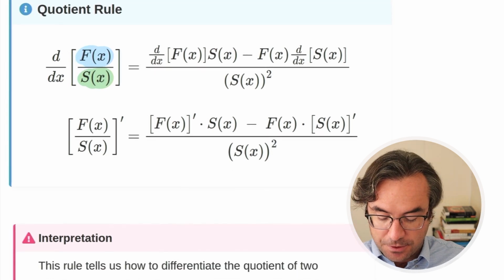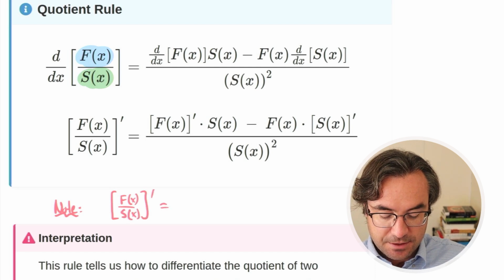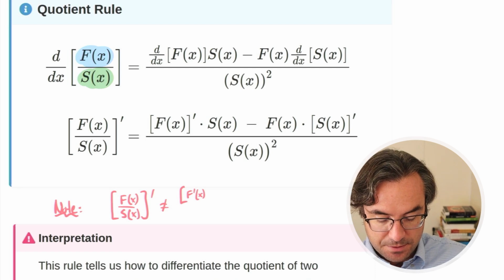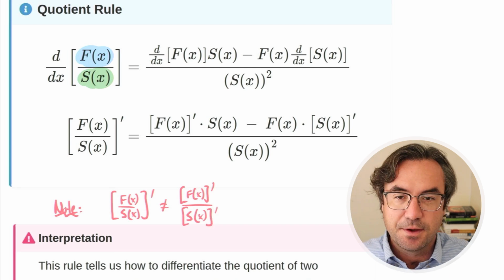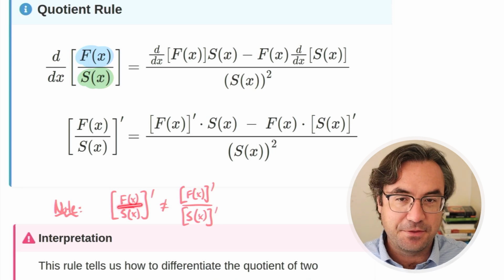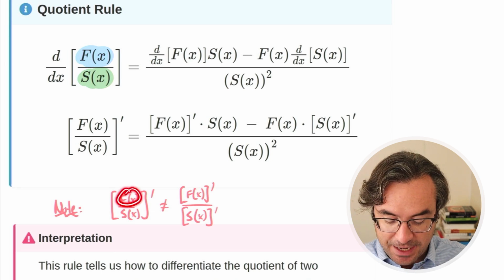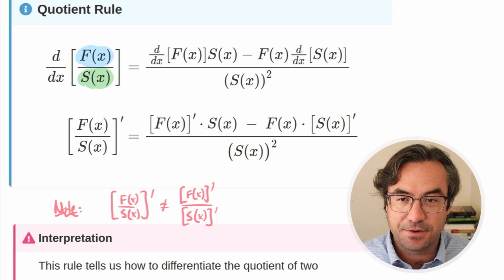So just like with product rule, it's worth mentioning that the derivative of f of x over a second function does not equal the derivative of the top divided by the derivative of the bottom. Very natural thing to think, but unfortunately it doesn't work like that. If this was addition, if we were just adding two functions, then it does work like that. But multiplication and division are different.